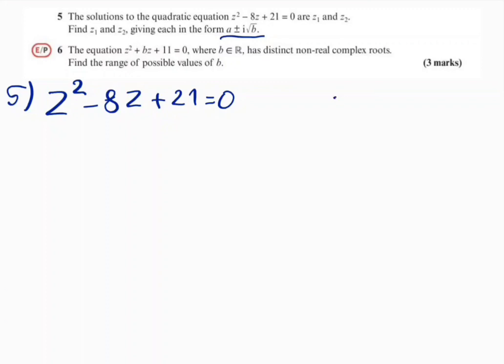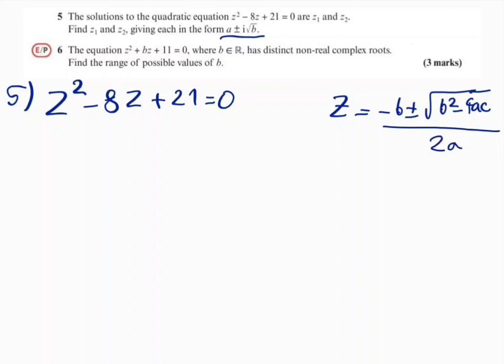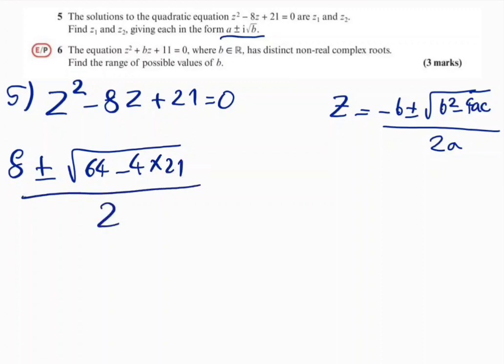So let's write the quadratic formula, and that's minus b plus or minus the square root of b squared minus 4ac divided by 2a. So here we have 8 plus or minus the square root of minus 8 squared, which is 64, and we have minus 4 times, so a is 1, c is 21, so minus 4 times 21, divided by 2. And we get 8 plus or minus, so minus 4 times 21 is minus 84. 64 minus 84 is minus 20, divided by 2.